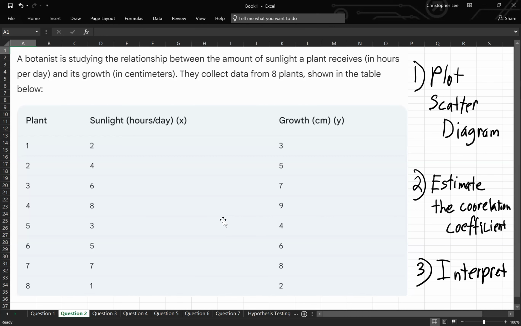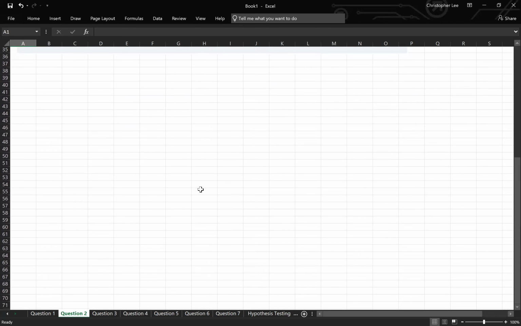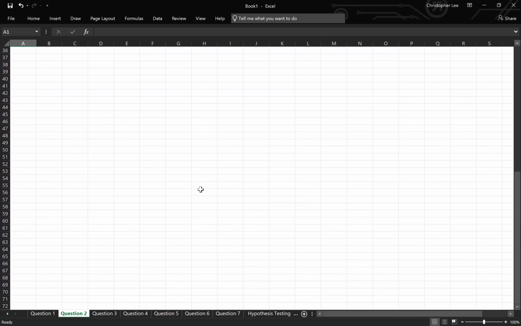Let me read that story again because I feel like I didn't get the story. A botanist is studying the relationship between the amount of sunlight a plant receives in hours per day and its growth in centimeters. And then they collect data from 8 plants and it is shown in the table below. So we have the hours of sunlight and the growth in centimeters. All right. Let's do a diagram real quick.